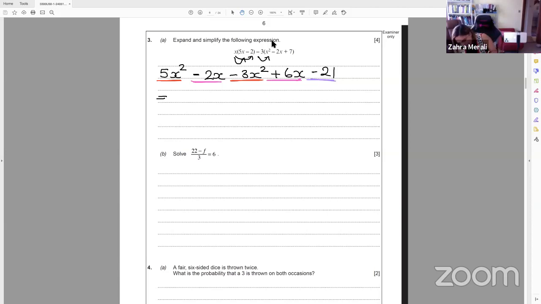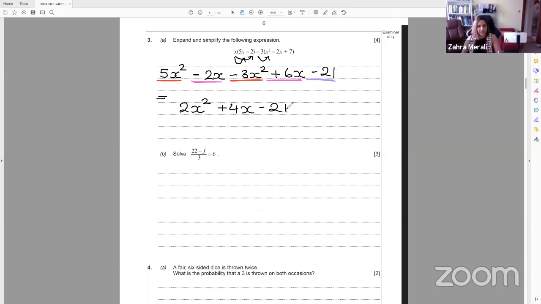Anyway, 5 minus 3x squared to give you 2x squared. Minus 2 plus 6 to give you plus 4x. And then you've got minus 21. So that would be simplified in the simplest form, which I think is quite a nice form.